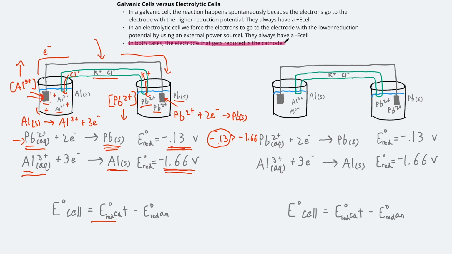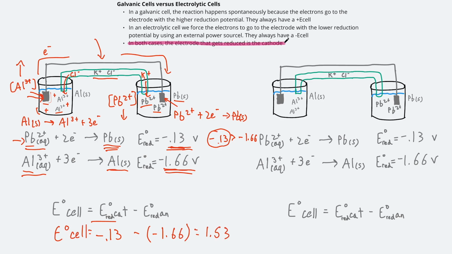So in this situation, find your cathode, and that is the one that's gaining electrons, so it's the lead. So we need to find our reduction potential for lead, which is already given to us, it's negative 0.13. And then we subtract the reduction potential of the anode, which is always the electrode that gets oxidized. So aluminum is getting oxidized, so we use the reduction potential of aluminum in this equation, which is negative 1.66, which gives you a value of 1.53.